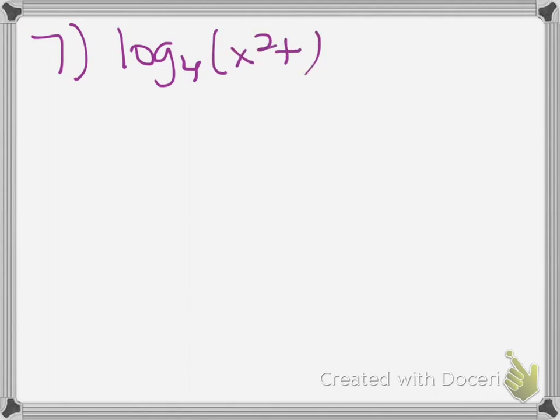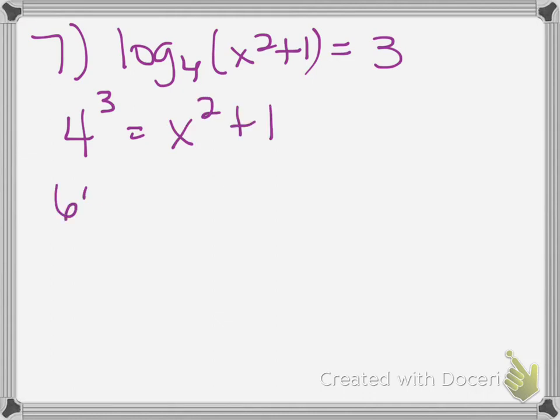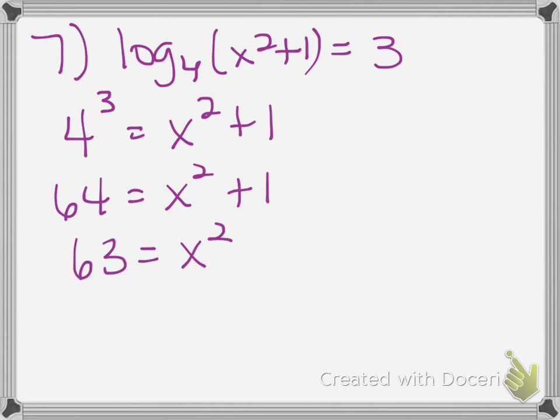Moving on to number 7. Number 7, I have log base 4 of x squared plus 1 equals 3. So that means I've got 4 to the third power equals x squared plus 1. 4 to the third power, 4 times 4 times 4, is 64, and that equals x squared plus 1. So then I'm going to subtract 1, and I get 63. That equals x squared. And I'm going to take the square root.